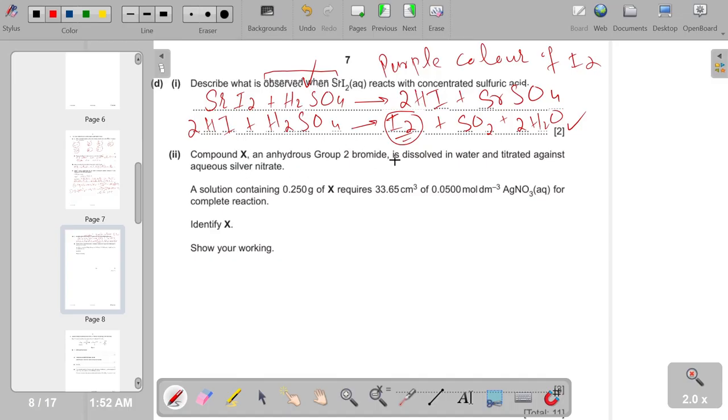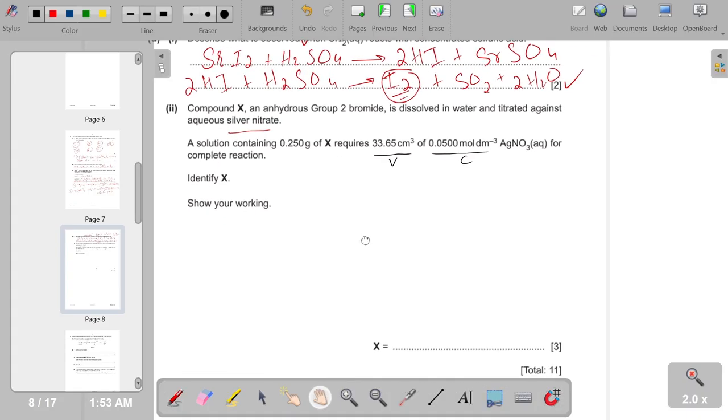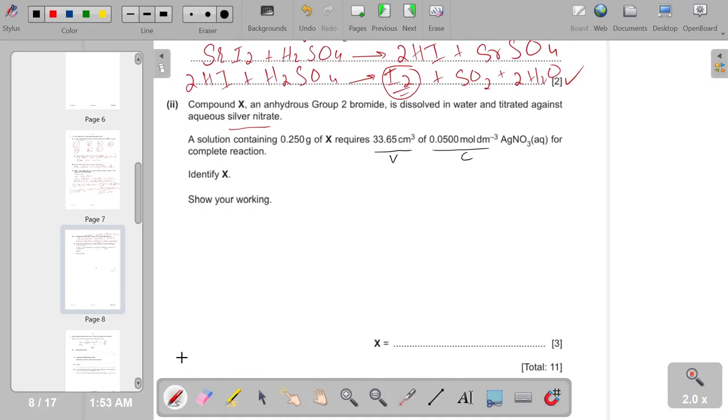Compound X, an anhydrous group 2 bromide, is dissolved in water and titrated against aqueous silver nitrate, AgNO3. A solution containing 0.250 gram of X requires 33.65 cm³ of silver nitrate at the given concentration in mole per dm³. For complete reaction, identify X, and show your working. We have a group 2 bromide, so something unknown, for example XBr2, reacting with silver nitrate.